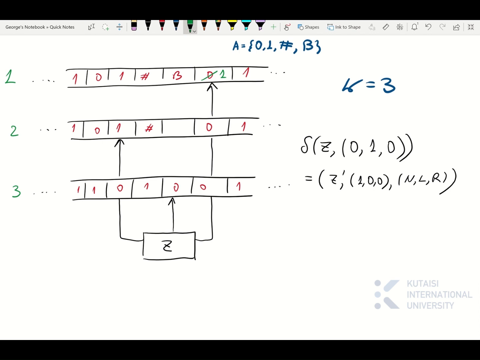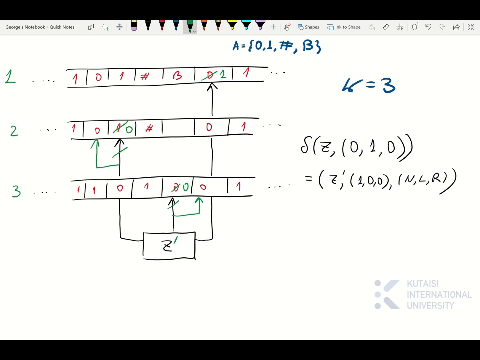On tape 2, it will erase 1, write 0, and move left. That means it will move here. Now it's here. On tape 3, it will erase 0, write 0, meaning it erases this, writes 0 again, so it basically does nothing, and moves right. So it will go here. And it will change the state, and now it's in state Z prime. Okay? It's actually the simplest thing this guy is doing.